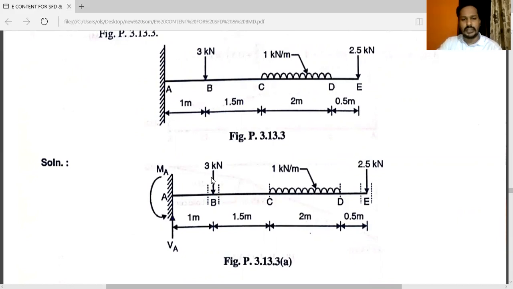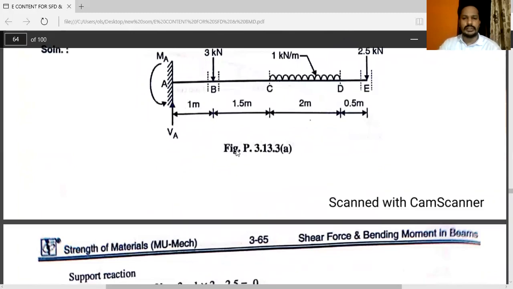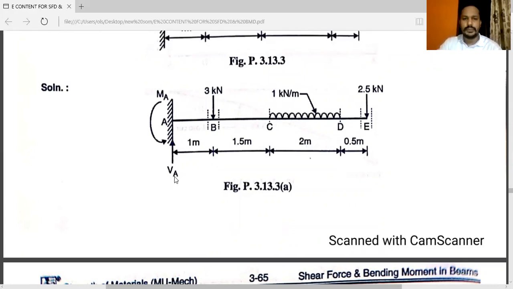At point B, the 3 kilonewton is given. C to D, 1 kilonewton per meter. You can see here, C to D. At point E, 2.5 kilonewton is acting. By using our regular process, we have to calculate support reactions. By applying conditions of equilibrium, you can find out VA, that is unknown, and MA, that is the moment. You can see this moment, that is MA.